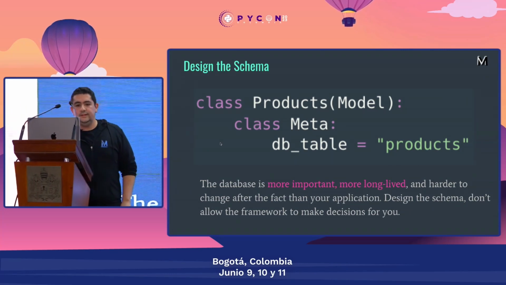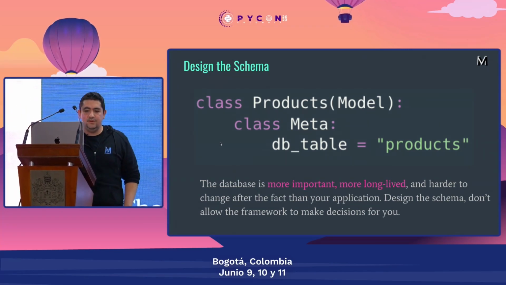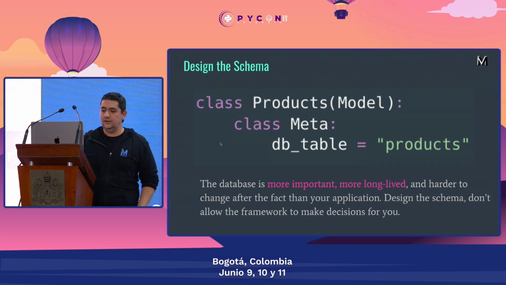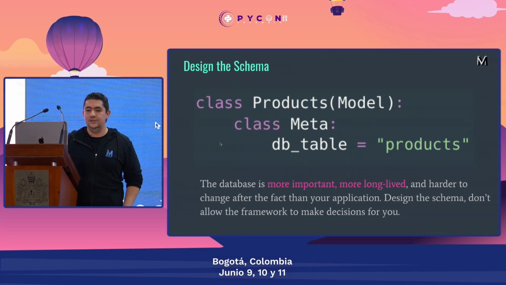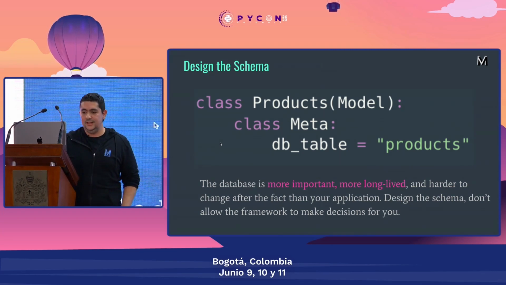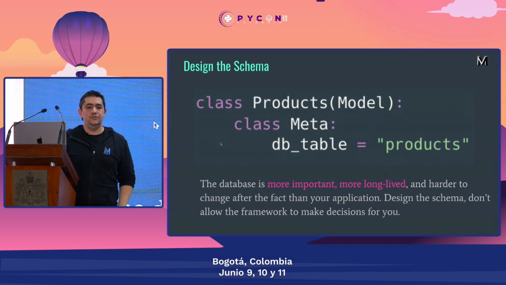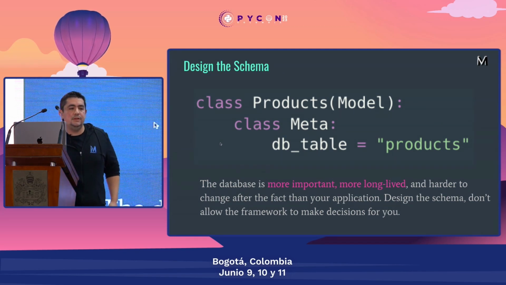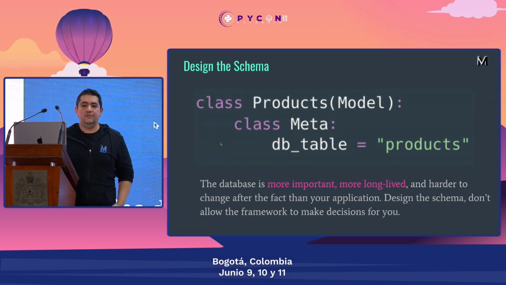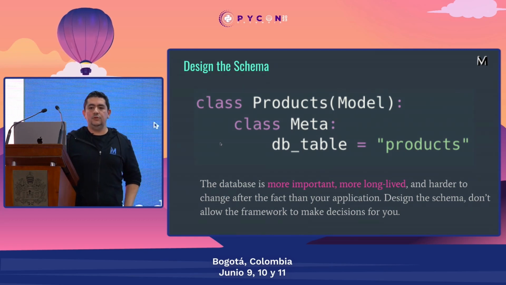Let's get into the database. The database is more important, long-lived, and harder to change after the fact in your application. So design your schema and don't allow the framework to make decisions for you. There are a lot of decisions that Django makes for you that could impact you in the future. Just the naming of the tables is a very low-hanging fruit that will save you a lot of time.